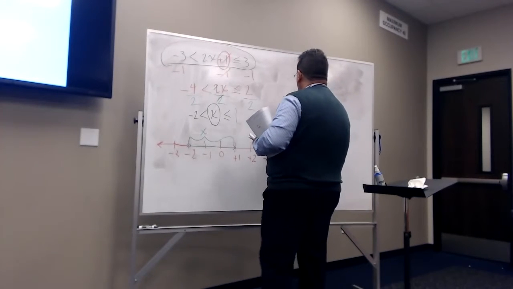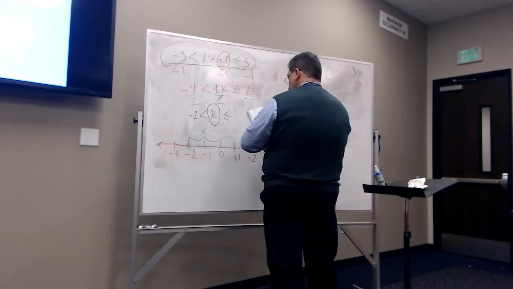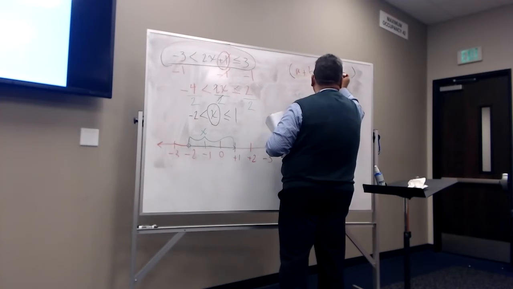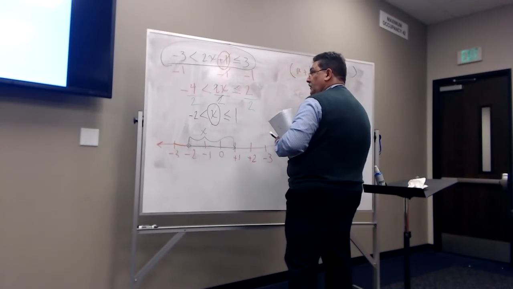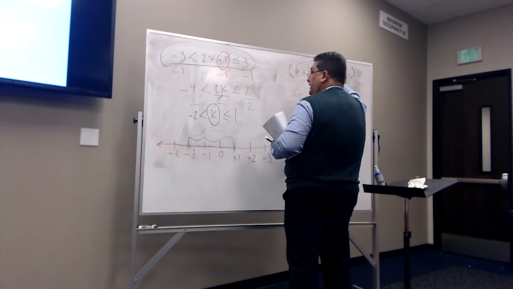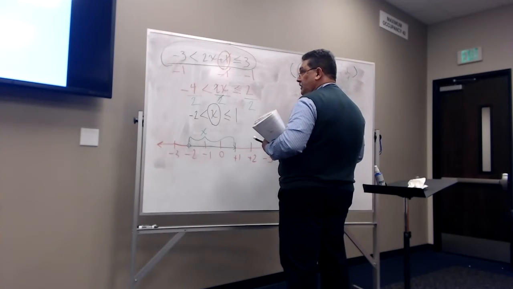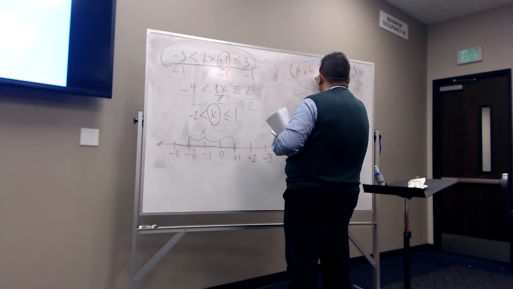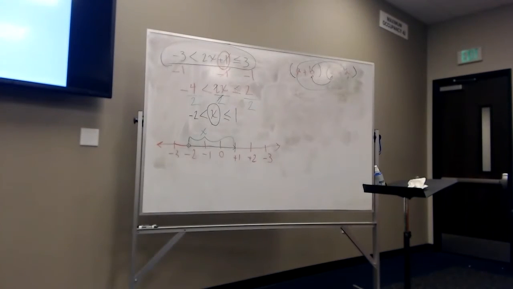So we have A plus B, C plus E. Using the FOIL method, you do first, outer, inner, last. This is multiplied by that, and then this gets multiplied by this, the outer, and the inner is these two. Now, I will explain what that means.